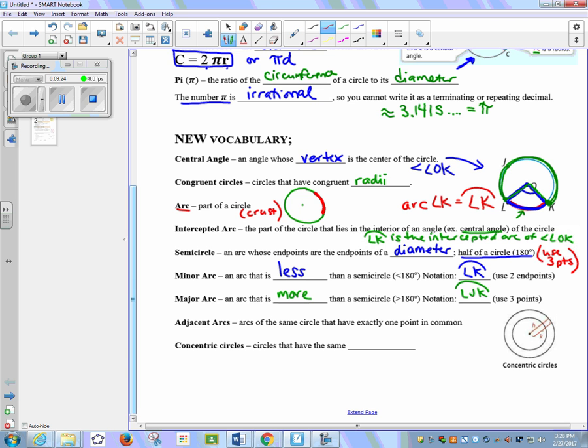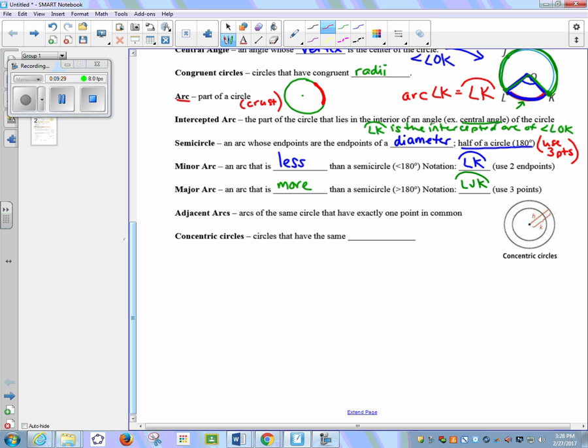Okay? All right, adjacent arcs, you know what adjacent means, right next to each other. Adjacent arcs are arcs of the same circle that have 1 point in common. So if I do an arc here and then continue with another arc right next to it, those are called adjacent arcs. And then concentric circles are circles that have the same center. So if you throw a rock into a pond and you have the ripples that come out like this from the rock, all of these are concentric circles because they have the same center. Also, you might think of like a target or a bullseye.